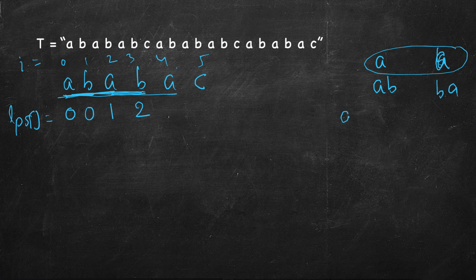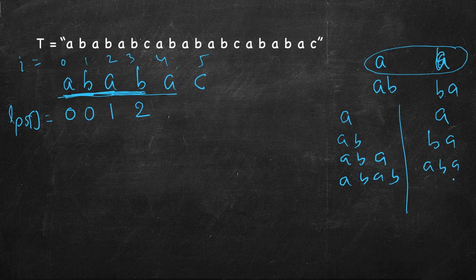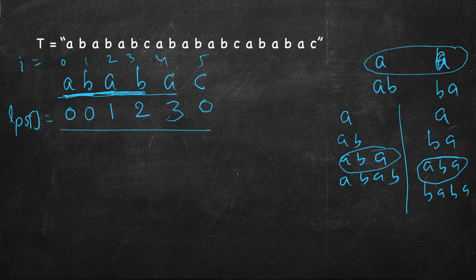So let's write it: A, AB, AB, A, and AB, AB. These are prefixes, and suffixes are A, BA, ABA, BA, BA. So this one, here it's 3. Here it will be 0. There is no C here, so nothing will end at C, so it's 0. Now we have this LPS array.